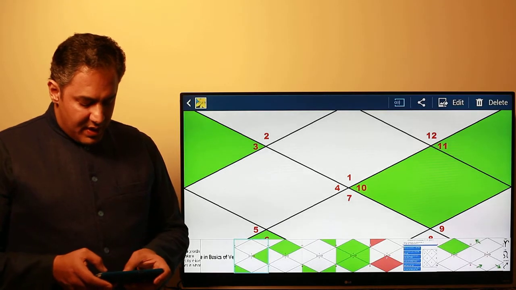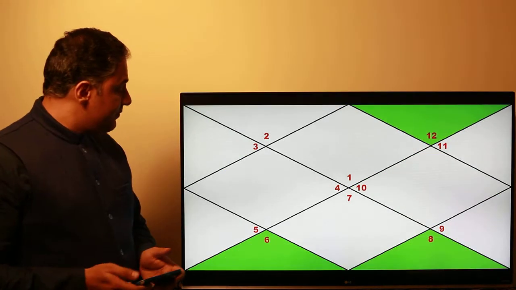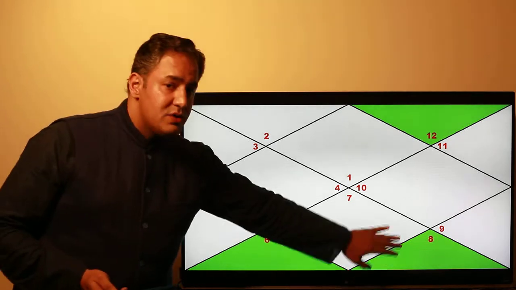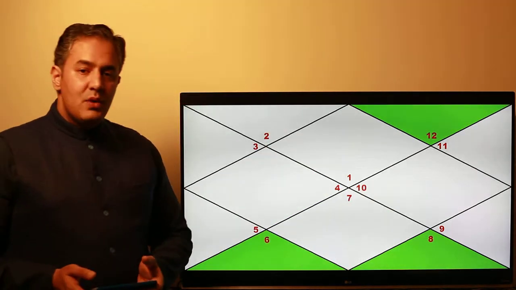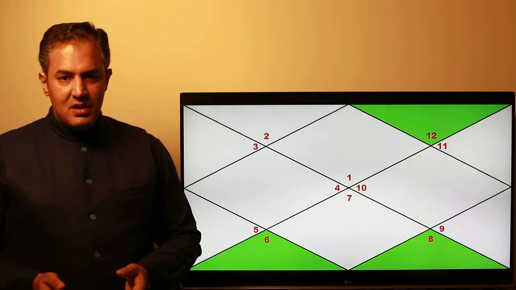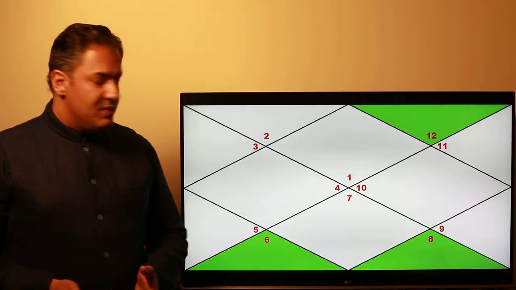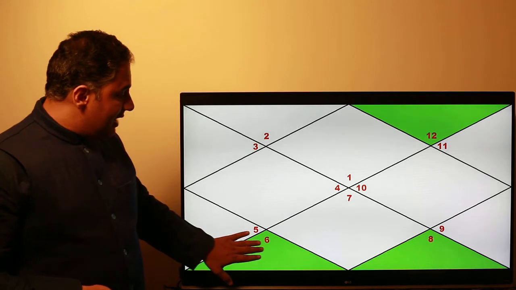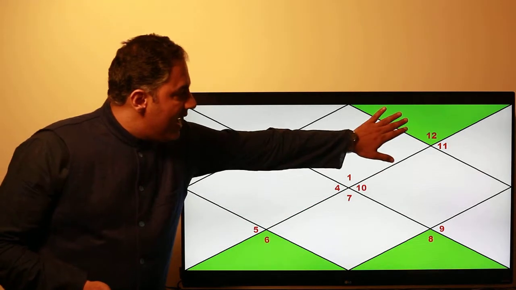Now another category of houses is the 6th house, the 8th house and the 12th house. These houses are evil houses. They always give you bad results. Mostly, all the time, they give you bad results. The 6th house, the 8th house and the 12th house.